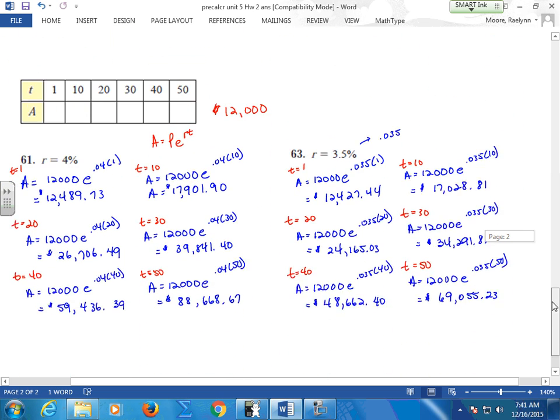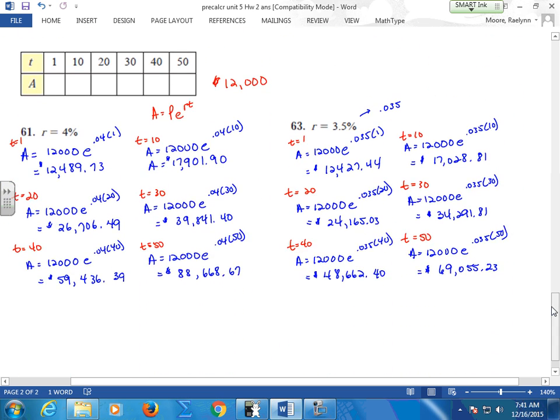Alright, and this one pretty much did the same thing, but we used PERT. We compounded continuously. So this time they can't change your compounding because we're compounding continuously, so they changed your time. 1 year, 20 years, 40 years, so you could see over time, up to 50 years, you're going to make the most out of 50 years.